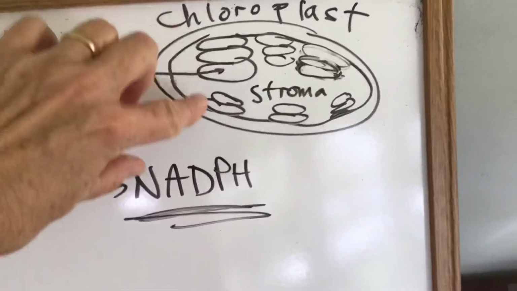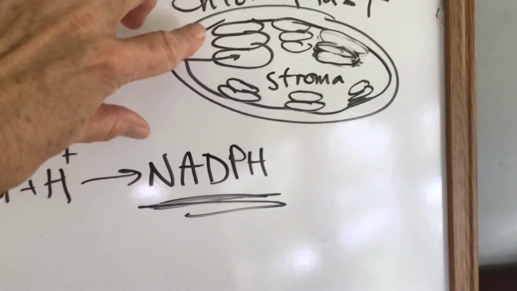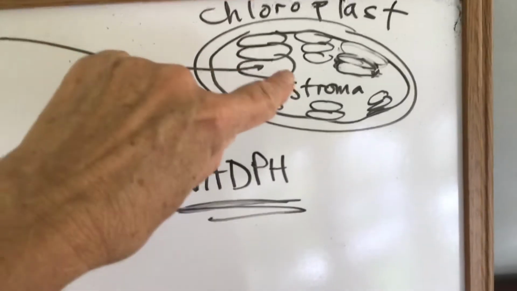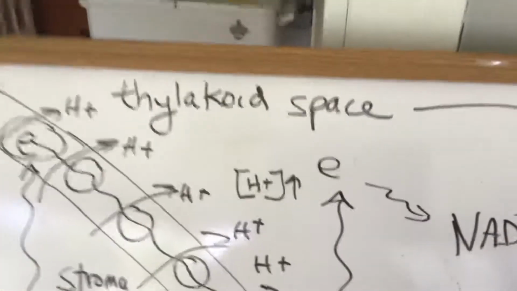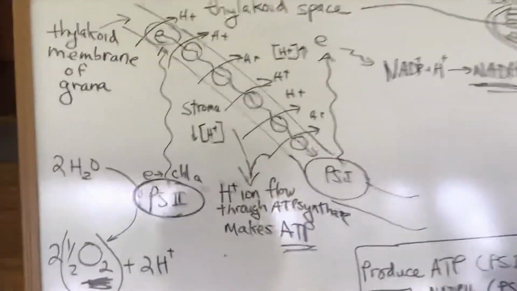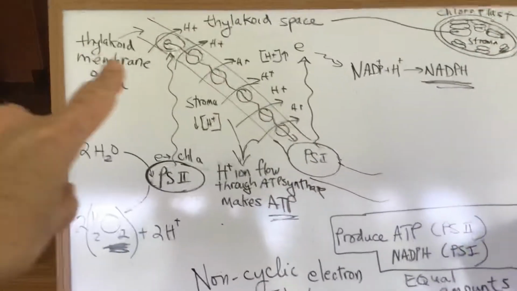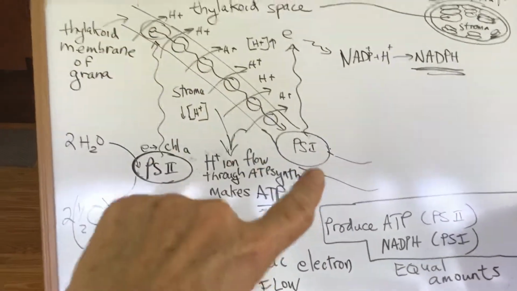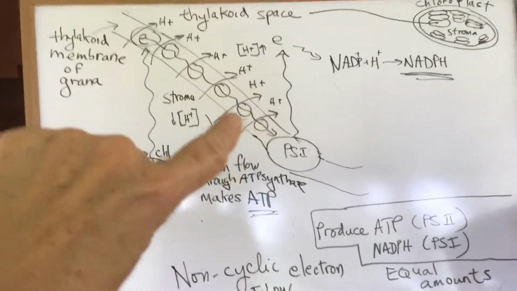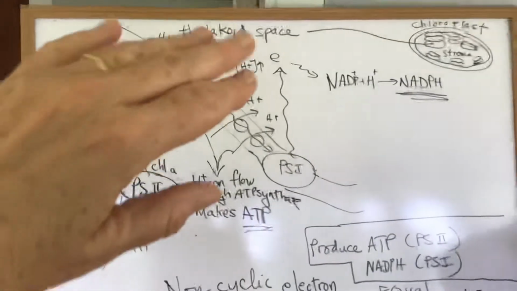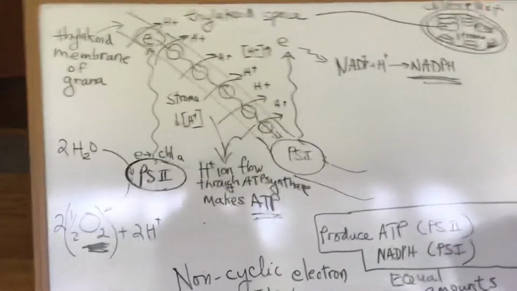And then we have these stacks of grana that have thylakoid membranes on the outside. So these are the little loops, and inside of that is called the thylakoid space. Okay? So what we have depicted here is one of these thylakoid membranes on a single grana, or single stack. You have the stroma side on this side and the thylakoid space on this side, okay?